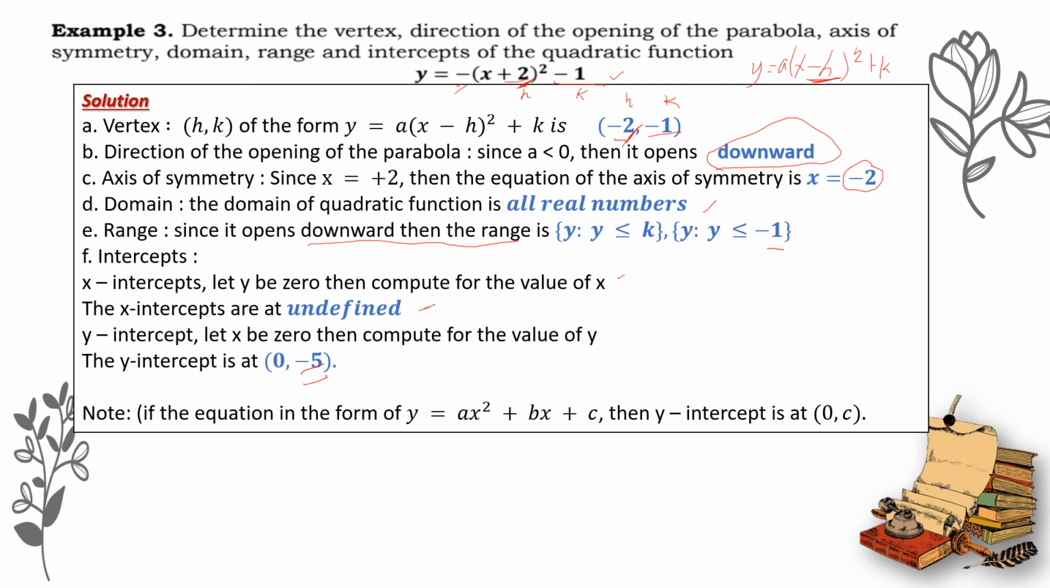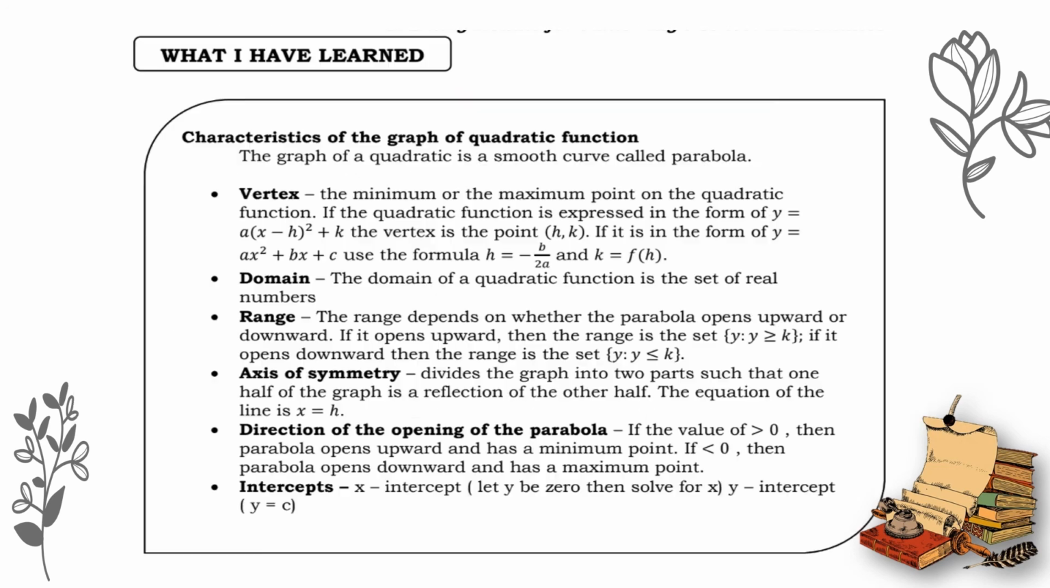Lagi nyo pong tatandaan or ino-note. Ito po ay naka-vertex form. Paano kapag ito po ay quadratic function, standard form? So, tandaan nyo na ang y-intercepts po is 0, c, or yung tinatawag natin 0, constant. Kaya po, na-identify natin na ito po ay negative 5. Base po yan sa constant. Hindi po ito yung constant. Sisimplify nyo po muna to dapat para makuha po yung negative 5. So, I do hope na naintindihan nyo po.